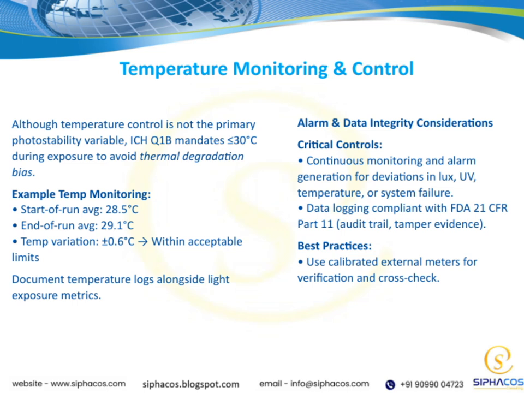For example, during a typical test, the start-of-run average temperature might be around 28.5 degrees C, and at the end of the run, it might be about 29.1 degrees C. The temperature variation in this scenario is just about plus or minus 0.6 degrees C, which is well within acceptable limits. And don't forget, always document your temperature logs alongside your light exposure metrics. This creates a comprehensive record that supports your data integrity and helps with troubleshooting or audits down the line.